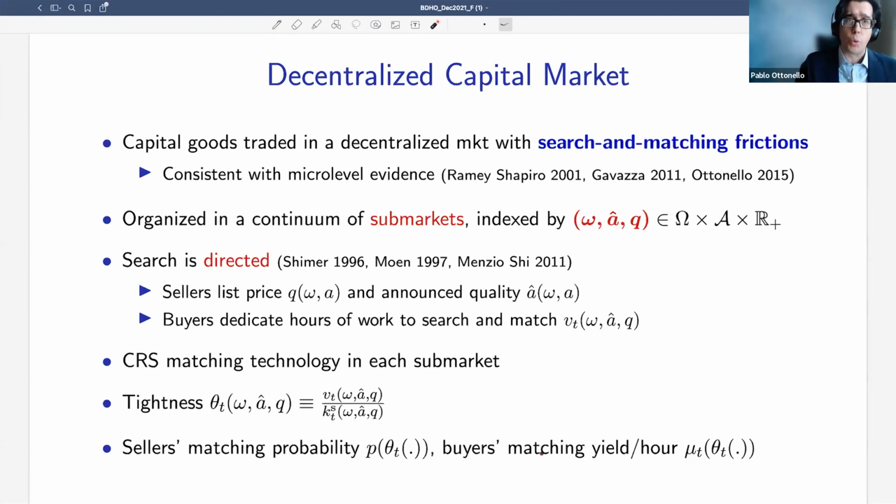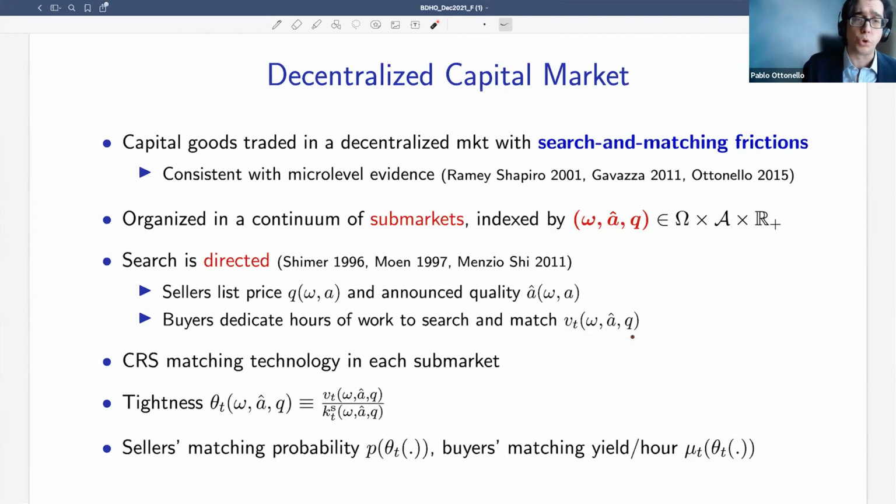In particular, we consider a directed search environment in which sellers list a price for each of their units of capital and also announce a given quality for each of the units that they have. Therefore, the market of capital is organized in continuous submarkets indexed by the observed quality, the unobserved quality, and the price of each of these units. Buyers also dedicate hours of work to search and match, denoted by the hours they dedicate to search in each submarket.